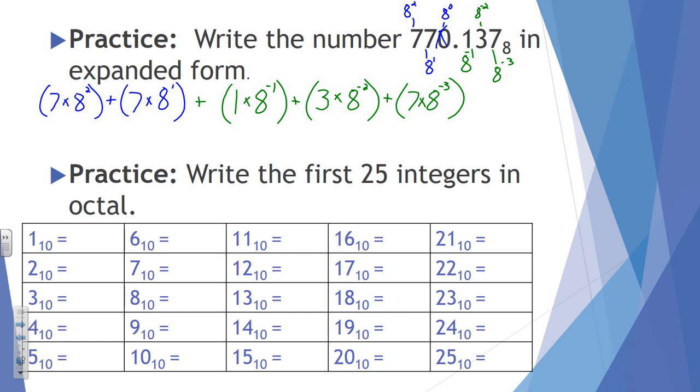So here's an interesting practice problem. See if you can write the first 25 integers using base 8, or using the octal system. We'll do a few together, and then I'll turn you loose to write a few on your own. The first few digits are easy. 1 base 10 is the same as 1 base 8. 2 base 10 is 2 base 8, and so on.